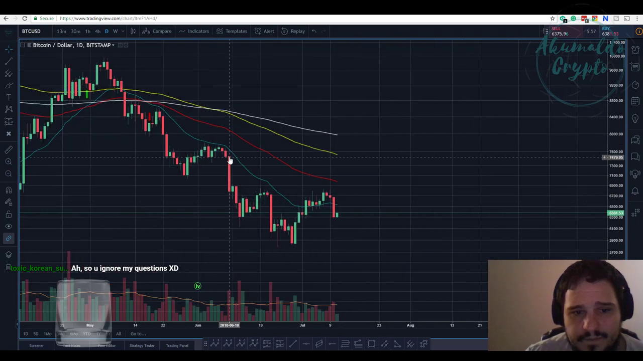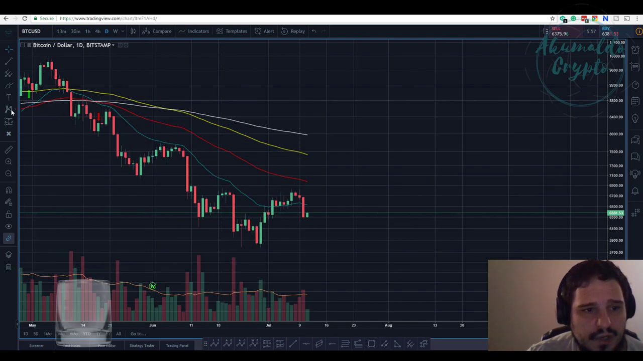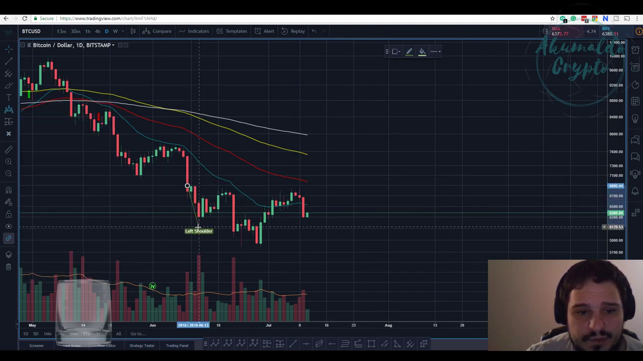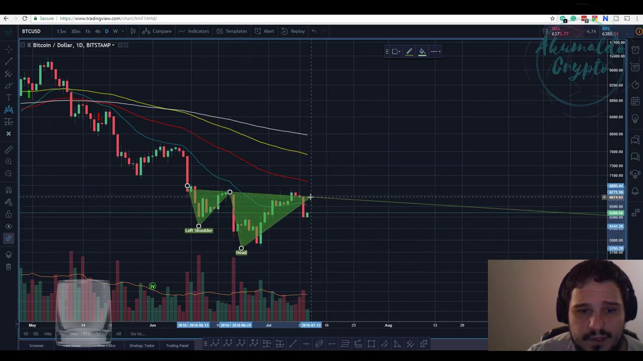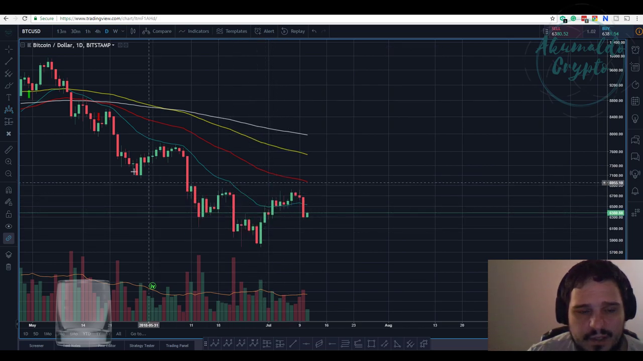Okay, we might have a head and shoulder here. Let me draw it for you guys. An inverted head and shoulder, I'm sorry. This would be the left shoulder. This would be the head. Then we would have this, not the hugest fan of this pattern though, huh? I'm sorry. Let me draw it again.